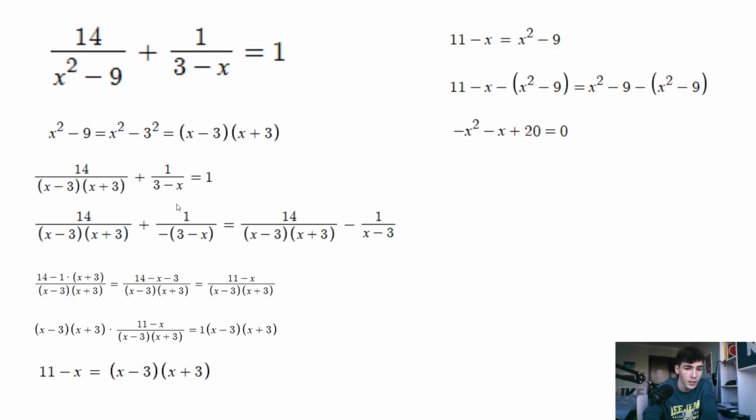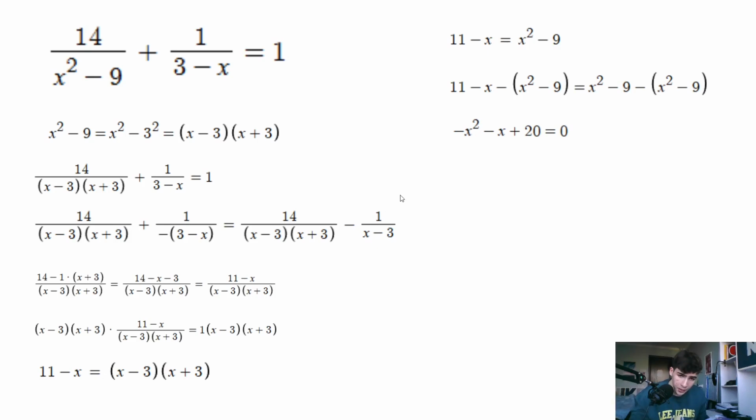So what I did here is I turned this to a minus 3 minus x, and this is going to leave us with 14 divided by x minus 3 times x plus 3 minus 1 divided by x minus 3. This minus comes over here, and this 3 minus x turns into an x minus 3. This minus x turns into a plus x, and this plus 3 turns into a minus 3. We see the common numbers in these denominators, but we still can't do anything.